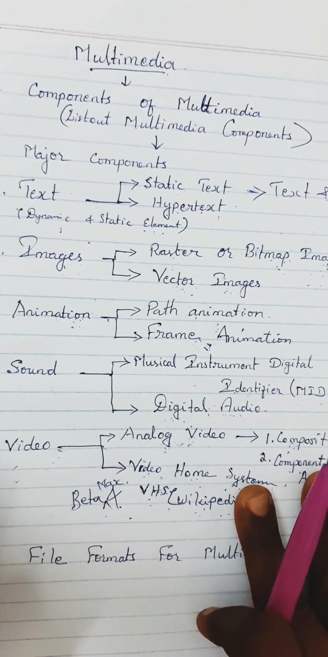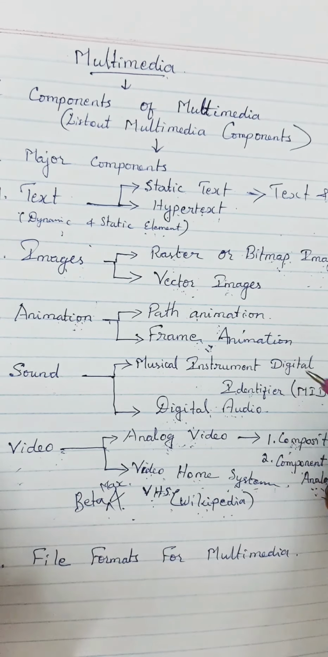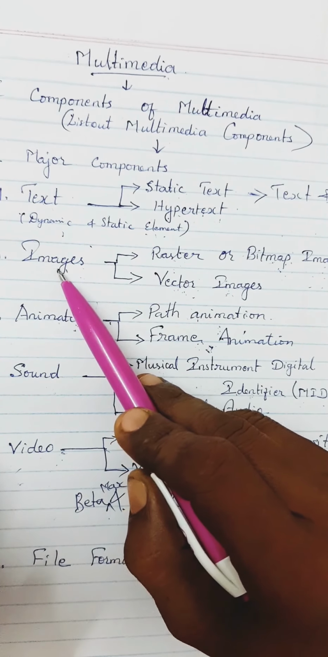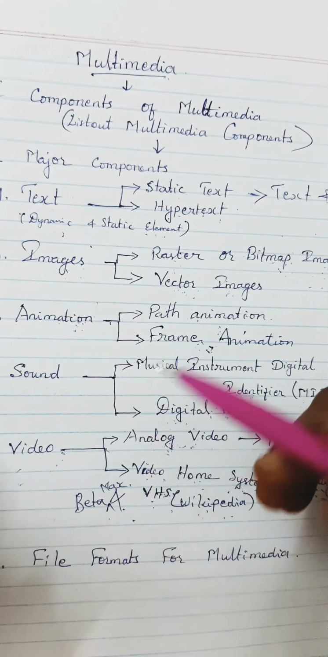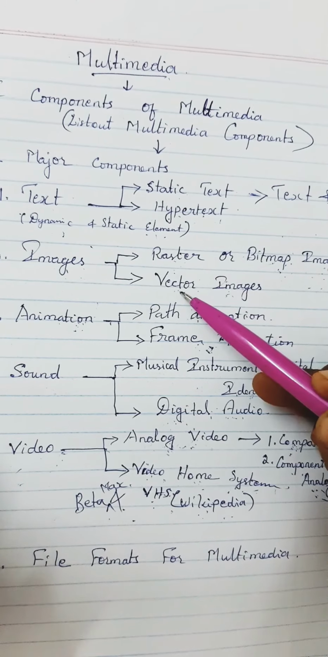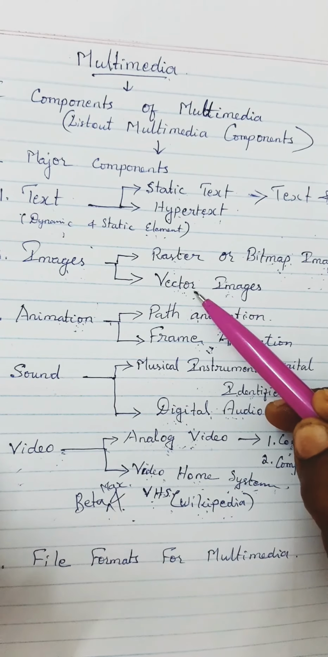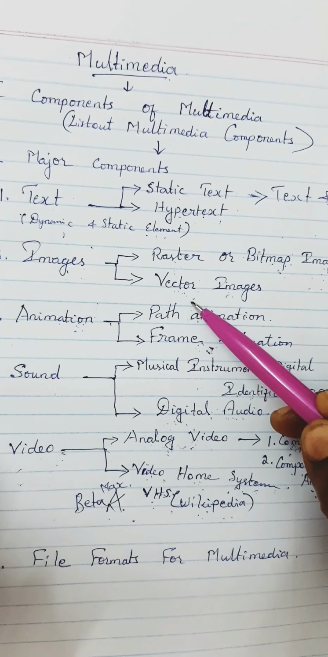Then we are going to see an image. Image is a vital component of multimedia. This image is divided into two, that is raster image and vector image.